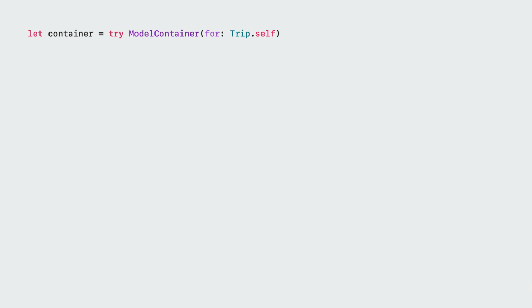Instantiating a container with a schema is easy. I can provide just the type I want to work with, and SwiftData will figure out the rest of the schema for me. For example, because the trip class is related to other model types, ModelContainer actually infers this schema, even though I only passed it a single type.